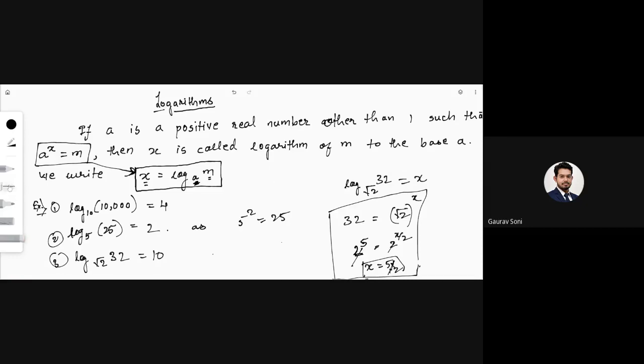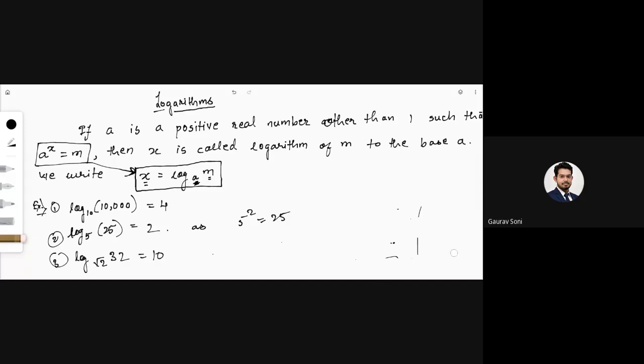So in the definition itself, now looking at one simple example, the fourth one, log to the base a of 1. What will be the answer, anyone?